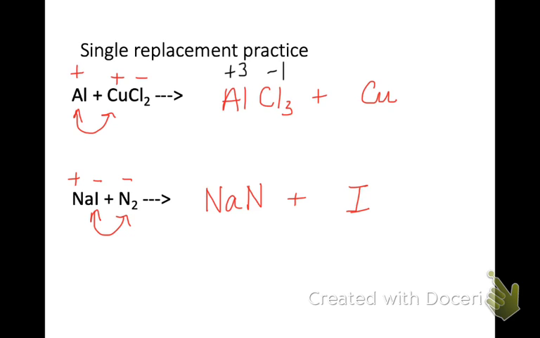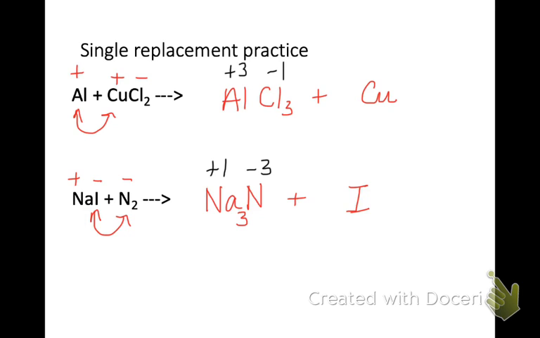Now we need to look and see if we have a neutral compound. Sodium has a +1 charge, and nitrogen has a -3 charge. To make this a neutral compound, when I crisscross my charges, I end up with Na3N.